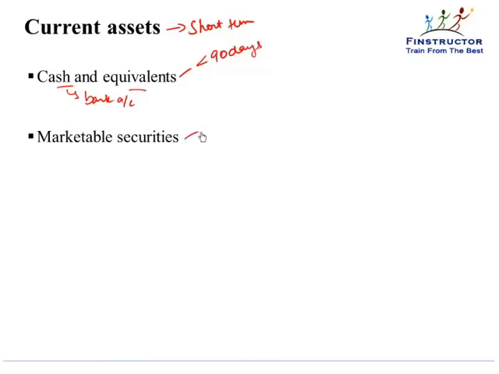Marketable securities, likewise, are investments that can be liquidated very easily. So if I'm holding some shares of a listed company, or if I'm invested in government securities, then these will be called marketable securities. They're also assets. They can be converted into cash when I sell them, and then that cash can be deployed as I require in the business.